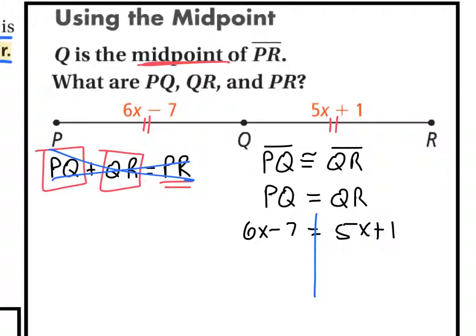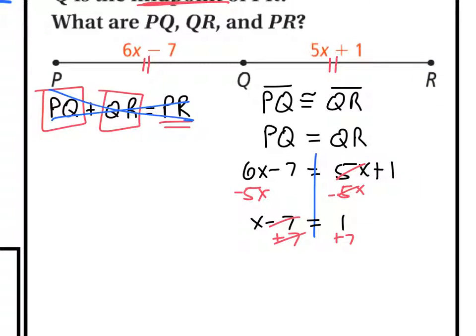Now we need to use our algebra. I'm going to subtract 5x from both sides. x minus 7 equals 1. I'm going to add 7 to both sides. So x equals 8. But that is not what they asked us for. They said, what is the length of PQ, QR, and PR?